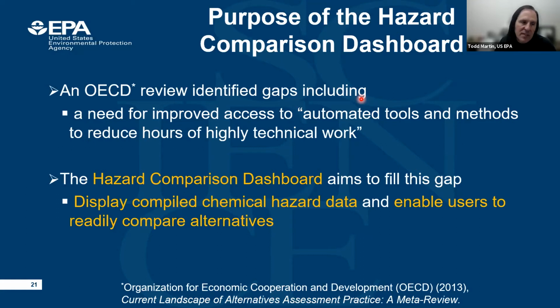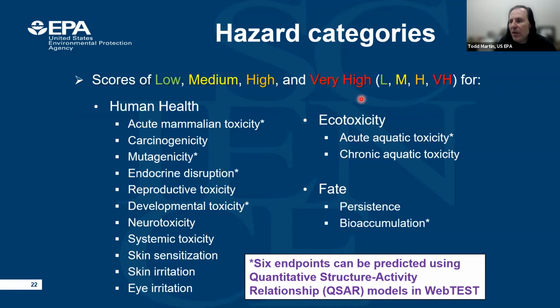So the goal is to automate the whole process of compiling all that hazard data and then display it in a nice color-coded format so you can immediately see which are the hazards of concern. The hazard comparison dashboard gives you scores of low, medium, high, or very high for a series of different hazards. There are human health hazards such as acute mammalian toxicity, carcinogenicity, mutagenicity, and so on. There's ecotoxicity in terms of acute aquatic toxicity and chronic aquatic toxicity, and then it gives an indication of fate in terms of persistence and bioaccumulation.